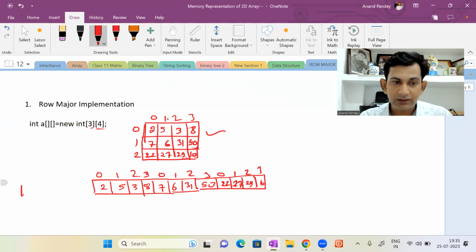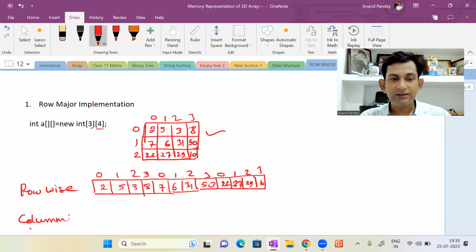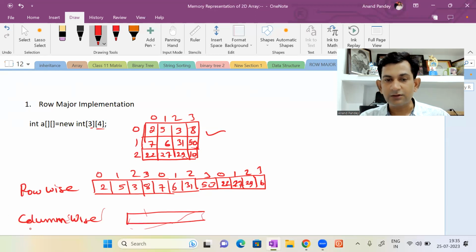This is row wise, that is called row wise implementation. If the same thing is column wise, then what will happen? See, the elements of the first column, what are they? 2, 7, 22, at index 0, 1, 2. Then the elements of the second column, that is 5, 6, 27.